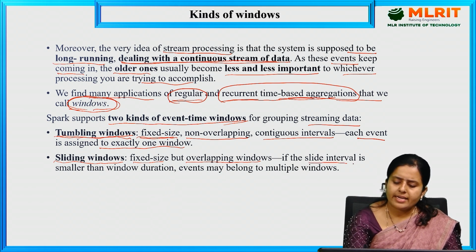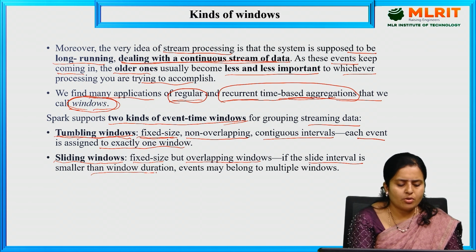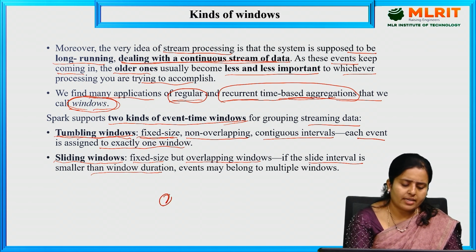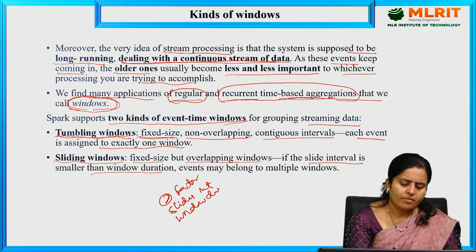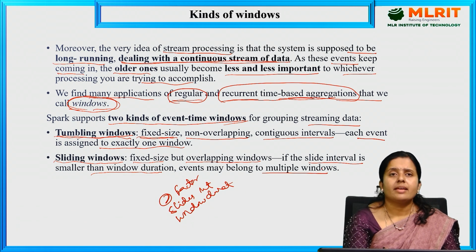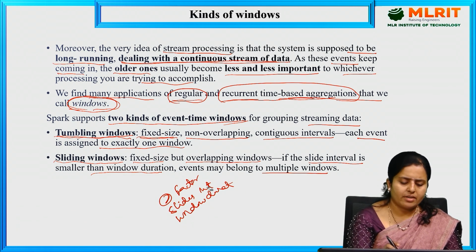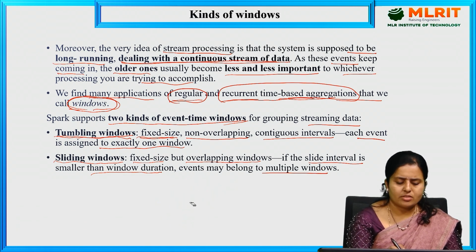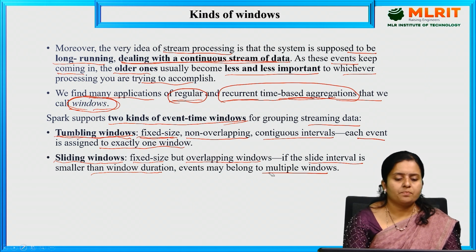If the slide interval is smaller than the window duration, then in this sliding window there are two factors we have to mainly focus on. The first one is the sliding interval and the second one is the window duration. Here, events may belong to multiple windows, as it is a combination of all the windows.